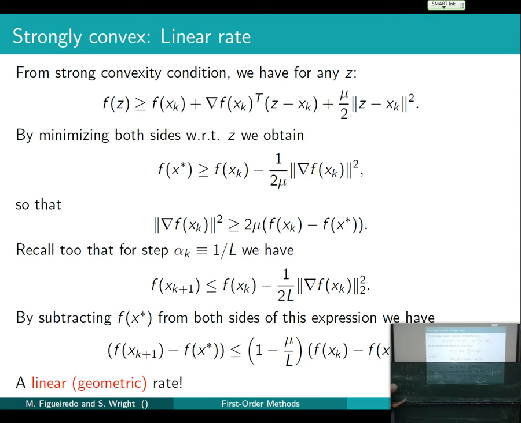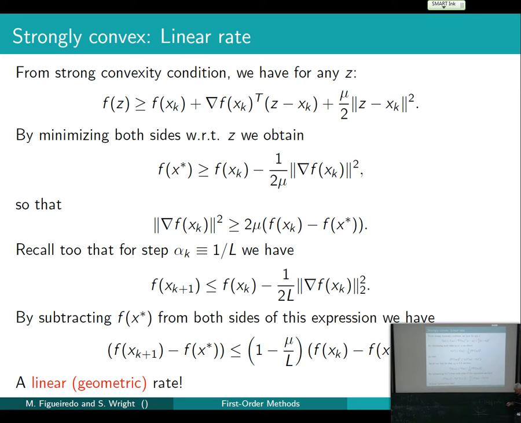Okay, but obviously as mu goes to zero, this number gets very big and it degrades to that 1 over k type result that we talked about earlier. But the thing that I want you to take away from this is that if you've got a reasonable lower bound on the smallest eigenvalue of the Hessian, in general, you can get geometric or linear convergence rates.